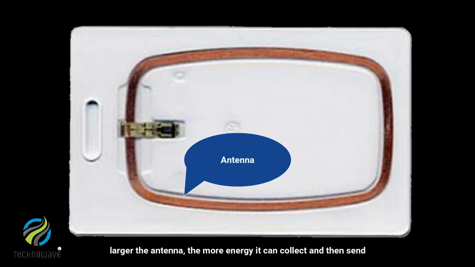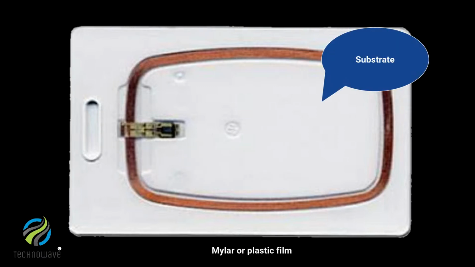Passive RFID tag performance is strongly dependent on the antenna's size. The larger the antenna, the more energy it can collect and then send. The third component of a passive RFID tag is called a substrate, which is commonly a mylar or plastic film. Both the antenna and the chip are attached to the substrate.